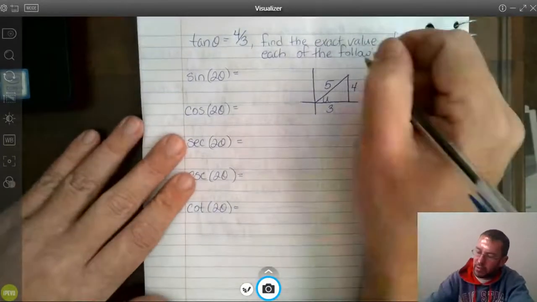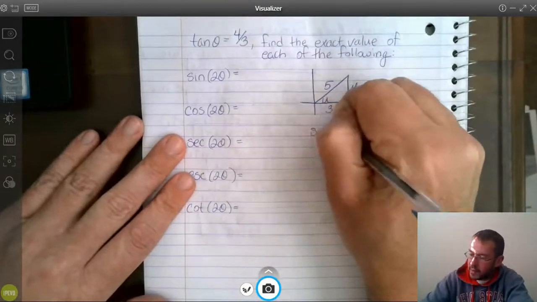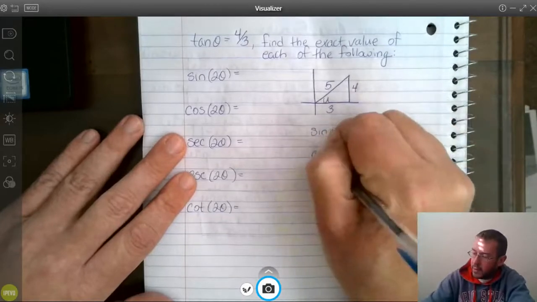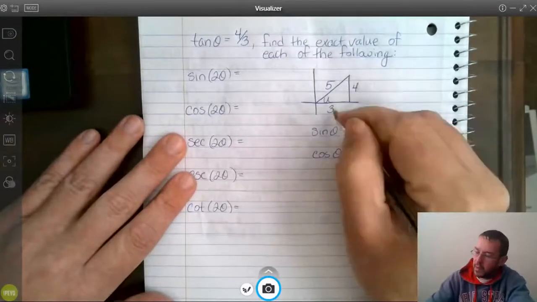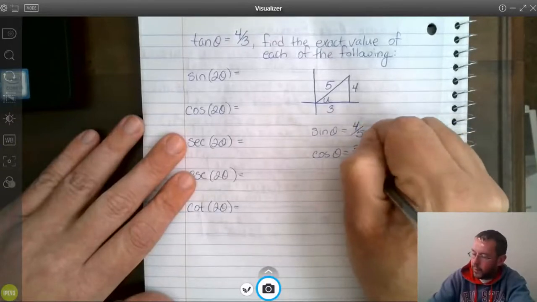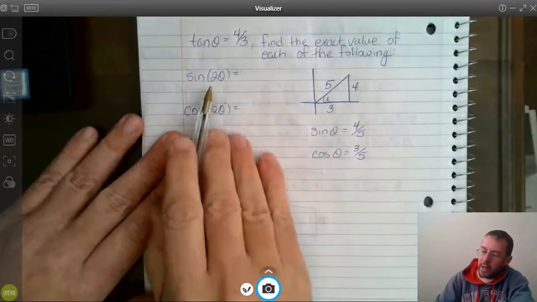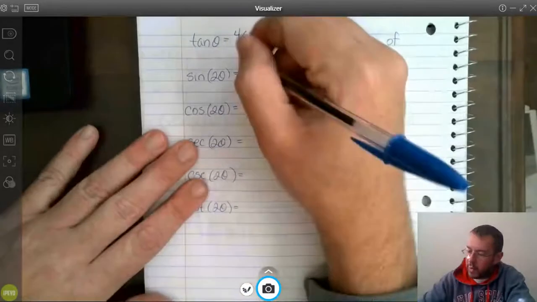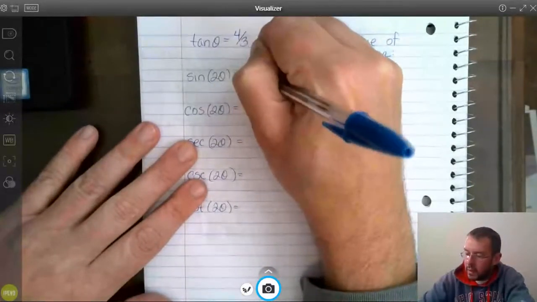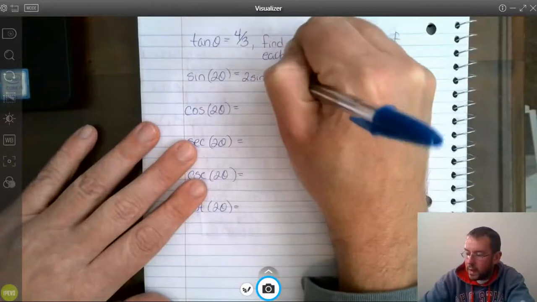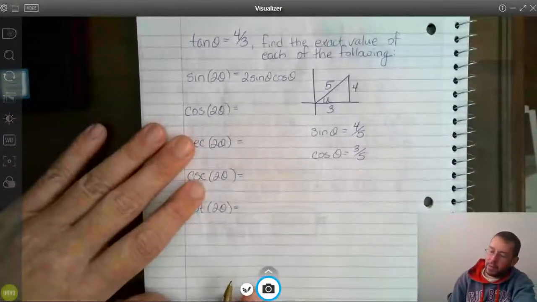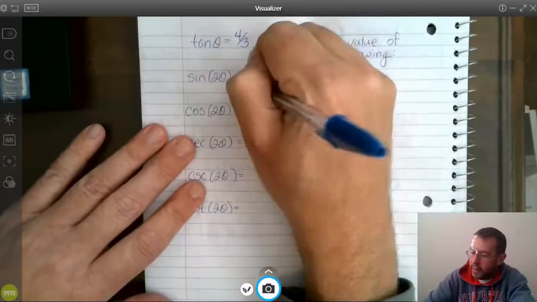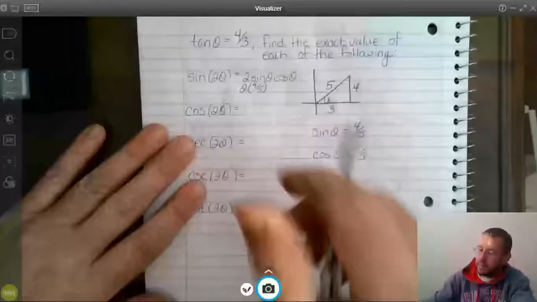Now that we have our triangle, we can easily find sine of theta, which of course is opposite over hypotenuse, and cosine of theta, which of course is adjacent over hypotenuse. So now let's do our sine of 2 theta. Our formula for that was 2 sine theta times cosine theta. All we have to do is plug all of this in. So we get 2 times my sine of theta, which is 4/5, and my cosine of theta is 3/5.